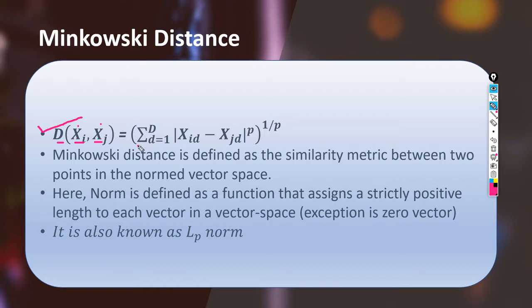So this is the actual formula. Don't worry, I will go through the formula in detail. What it is doing is individually subtracting the elements of the vectors. So individual elements of these two vectors are subtracted and then raised to the power p, and then summed over all the dimensions, and then that whole sum is raised to the power 1 by p.